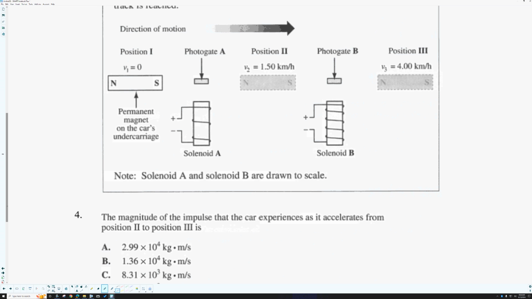But the point that I want to make with this one, looking for impulse: I want to show you how to calculate impulse. But probably bigger than that in this question is to show you that, again, strategically, we skim the information, but we don't worry about most of it because most of it will be irrelevant. Let's look at the question, pretending we've skimmed it already. The magnitude of the impulse that the car experiences as it accelerates from position 2 to position 3. So look, we're only looking at this stuff. That's it. The impulse right here from position 2 to position 3.